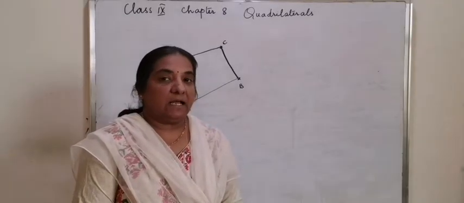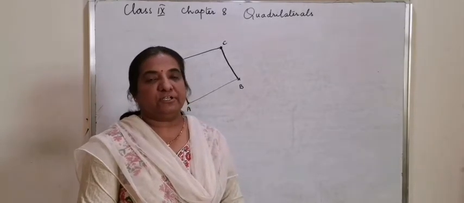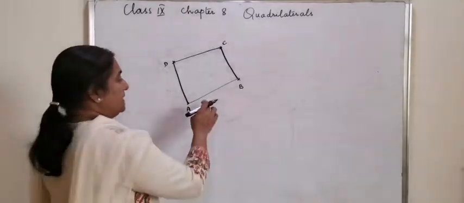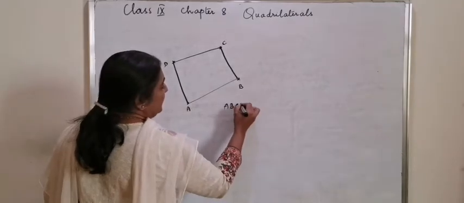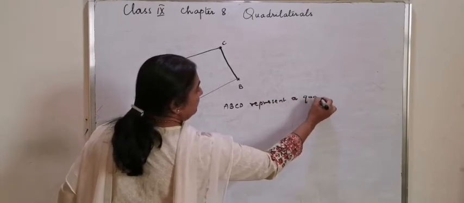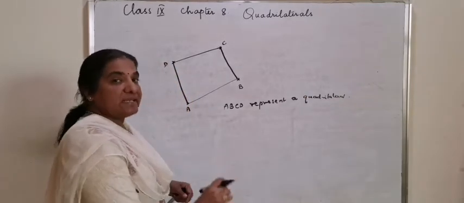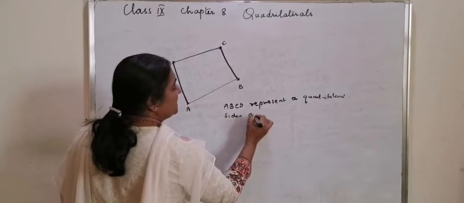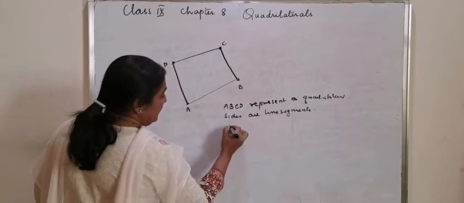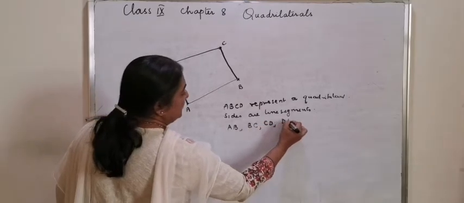Let's discuss in detail how to name a quadrilateral or what are the elements or parts of a quadrilateral. Normally, we read the quadrilateral in a particular order. In the figure, A, B, C, D represents a quadrilateral. This quadrilateral has 4 sides. The sides are always line segments. So, what are the 4 sides? The sides are AB, BC, CD and DA.